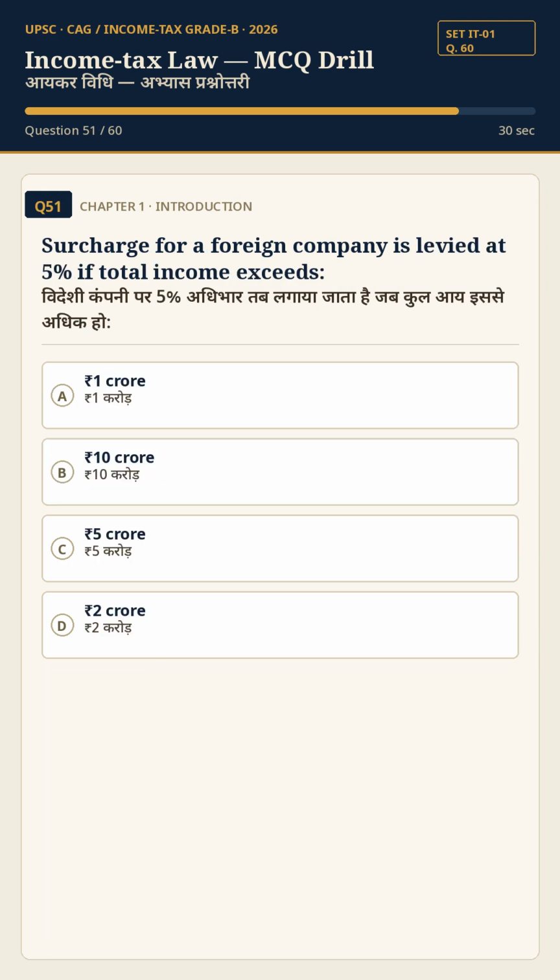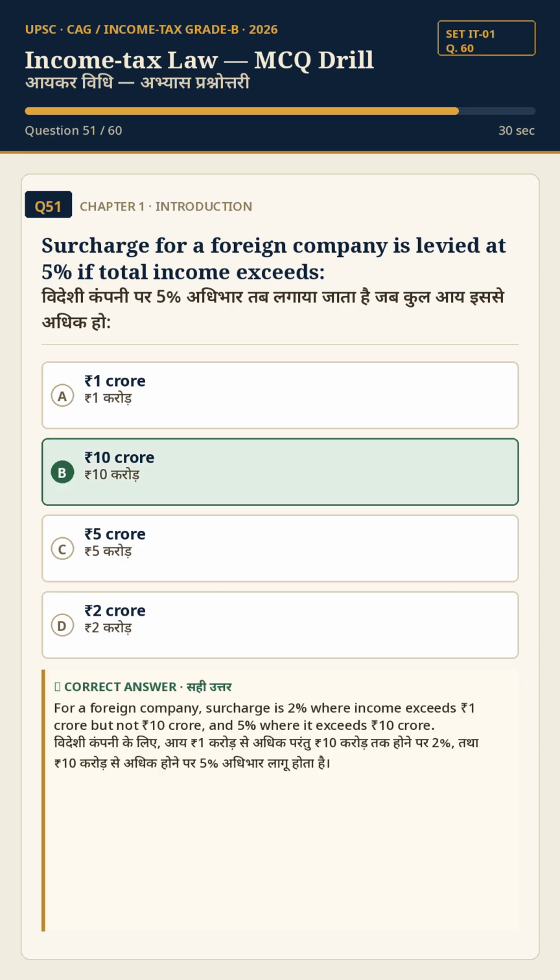Question 51. Surcharge for a foreign company is levied at: Option A, 1%. Option B, 10%. Option C, 2%. Option D, 5%. The correct answer explanation. For a foreign company, surcharge is 2% where income exceeds ₹1 crore.